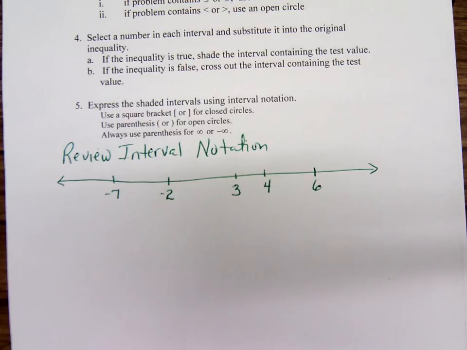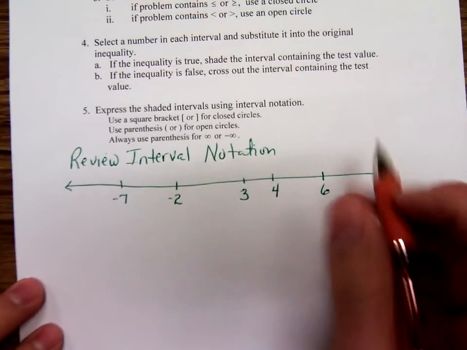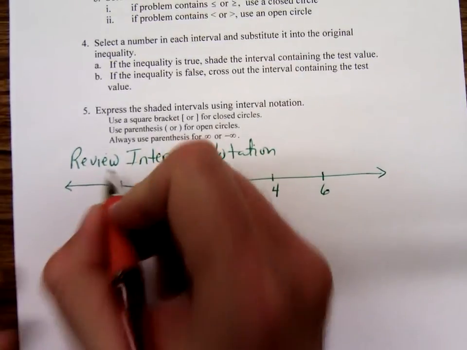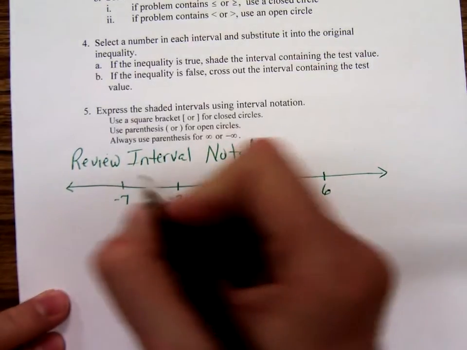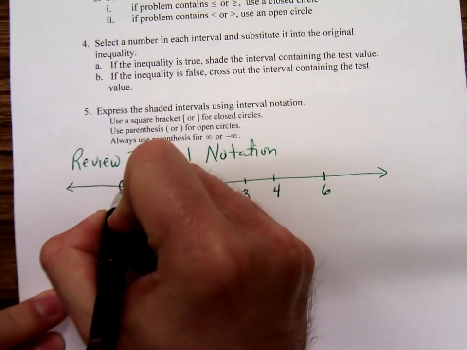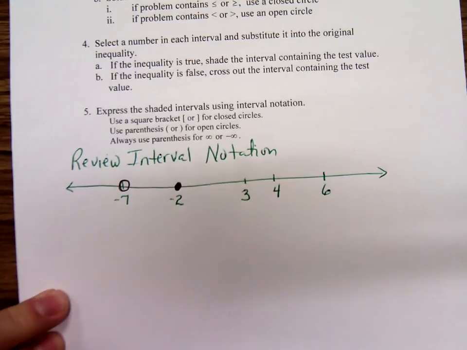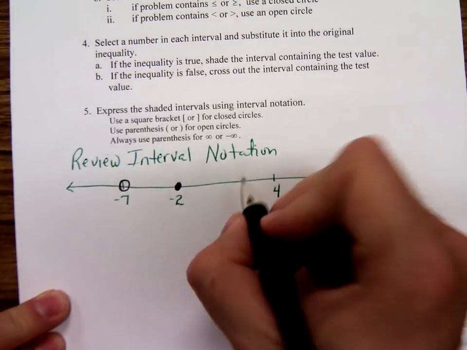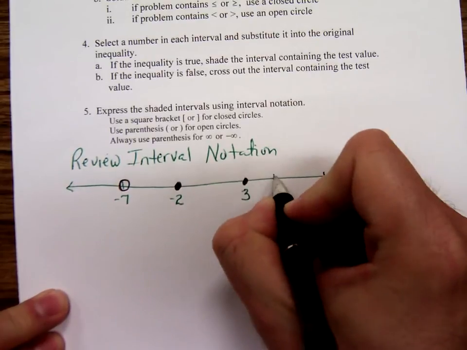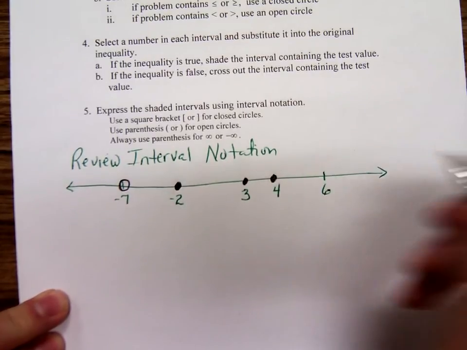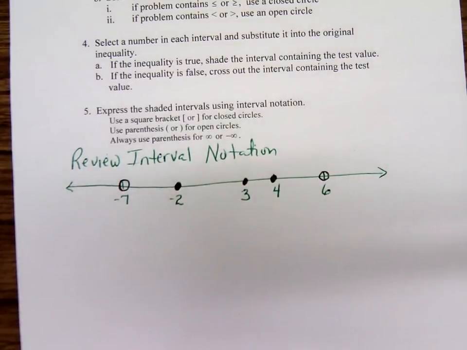And each one of these numbers, which I'm going to call cut points because they're cutting the number line, I'm going to put either a closed circle or an open circle. Closed, open, closed, closed, closed, open. Now I'm going to shade parts of the number line.